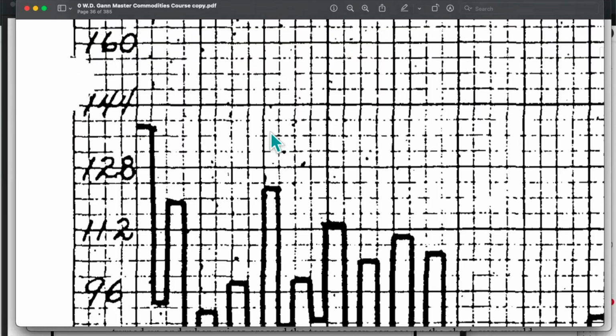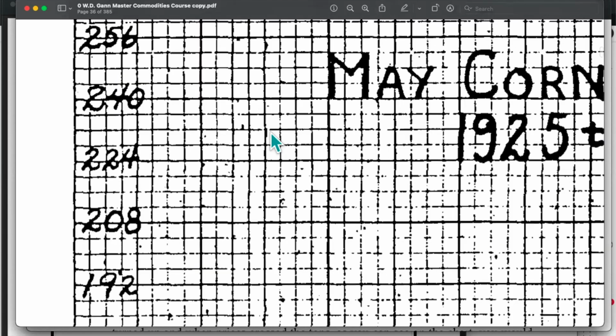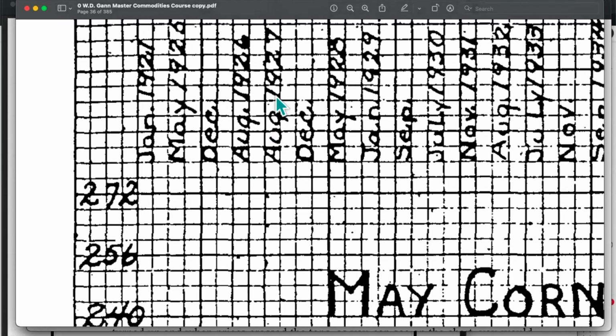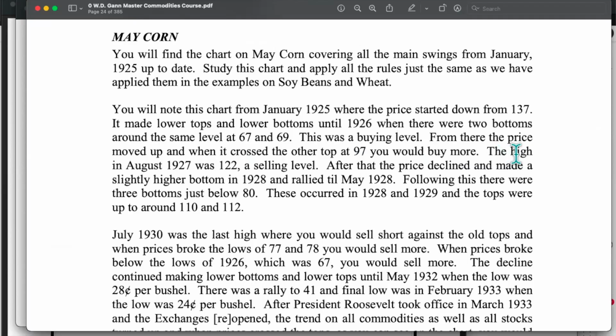Now this date, let's try to see what is the date. This is August 1927. Let's try to see what is there in August 1927. The high in August 1927 was 122, a selling level. We'll also try to find out why this is a selling level. If we are able to find something in terms of ratios or proportions, again, things should be much simpler for us. But at this stage, August 1927, the value is 122.